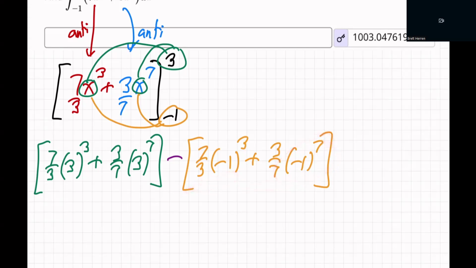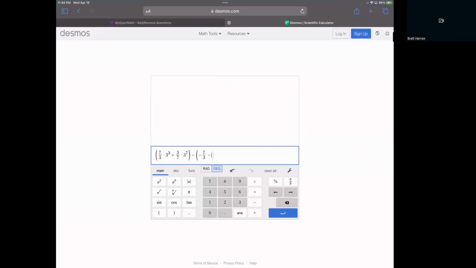And this is negative also. This is going to be -3/7, right? Because you have an odd power, it's going to come out negative. -3/7. So subtract 3/7. And you don't need the closing parenthesis. There we go. There's the number.